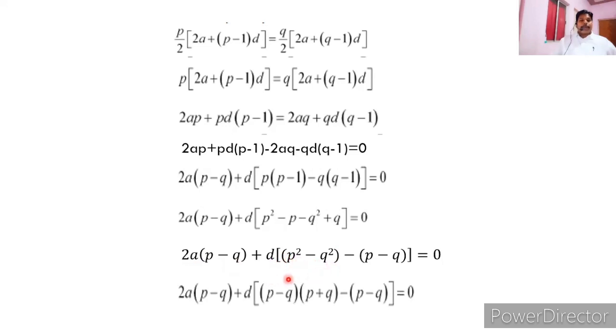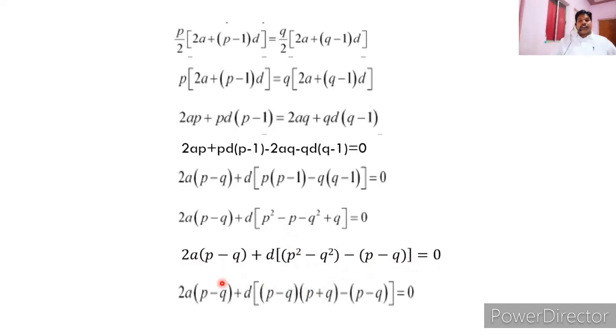which can be written as P minus Q into P plus Q, minus of P minus Q, is equal to 0. So we can write it in the A minus B into A plus B form. So that's why I have written this value.